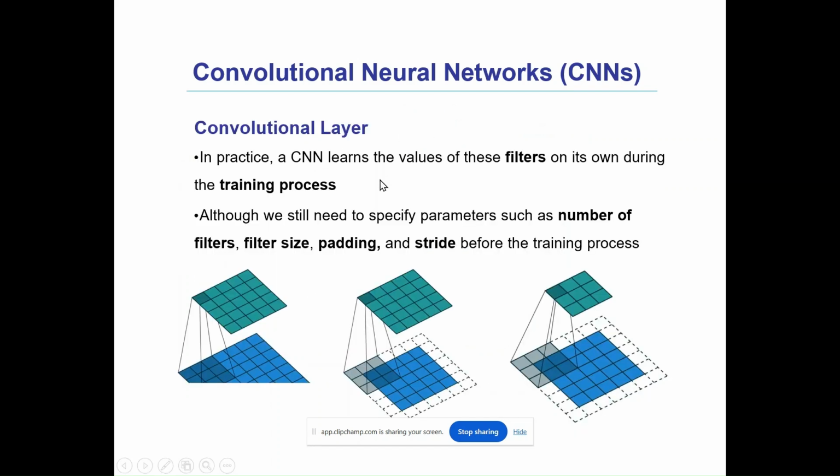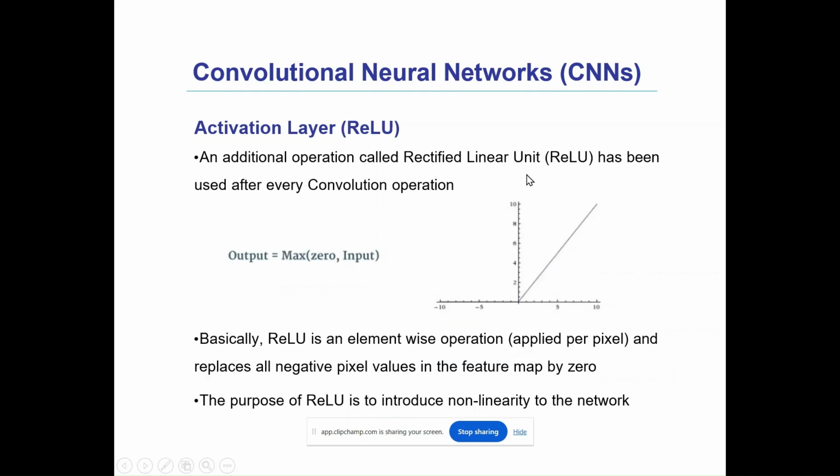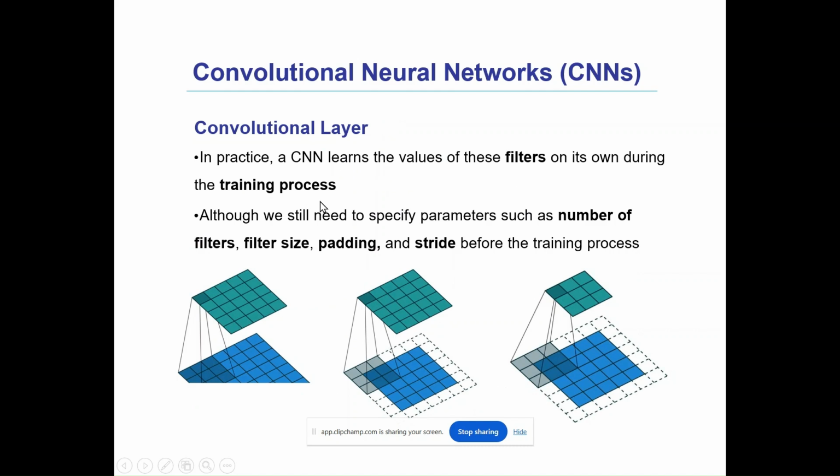So in this convolutional layer, it learns the values of these filters on its own during the training process. Although we still need to specify parameters such as number of filters, filter size, padding, and stride before the training process. So this looks like this. If this is a particular image, this is how we take the stride of that with the kernels. So we need all these things: filters, filter size, padding, and striding on each part of the images.